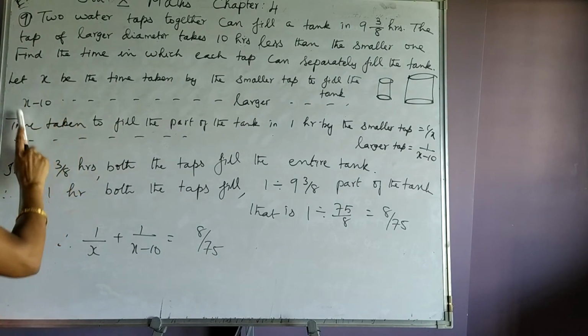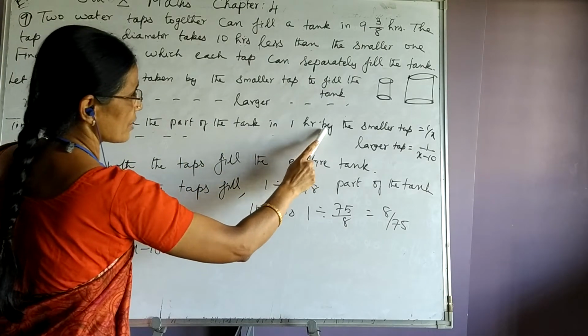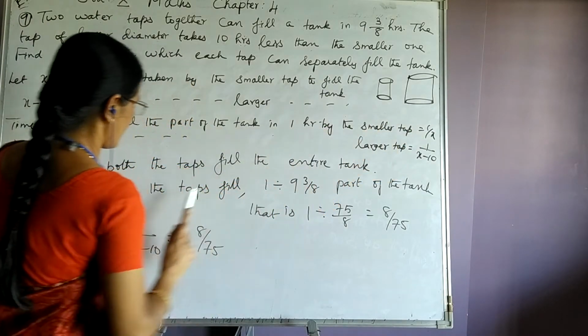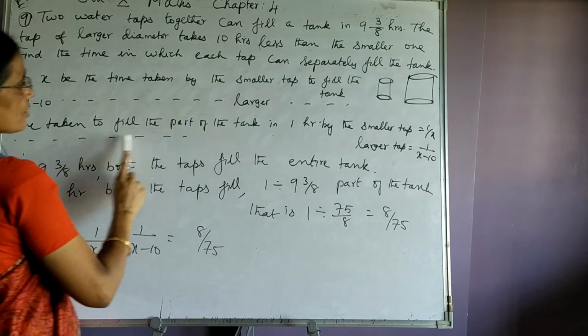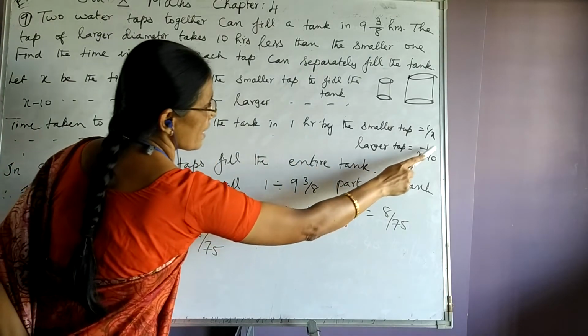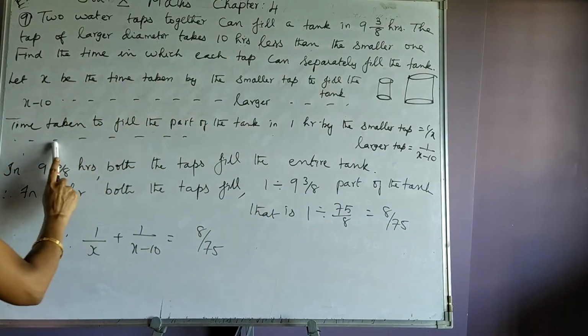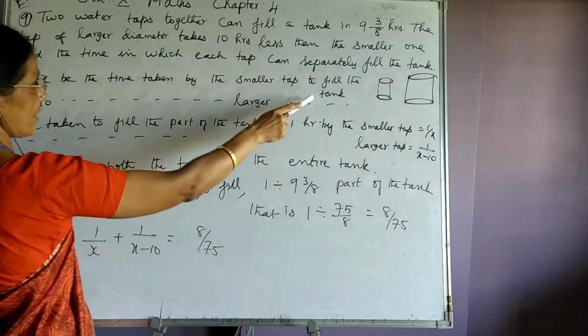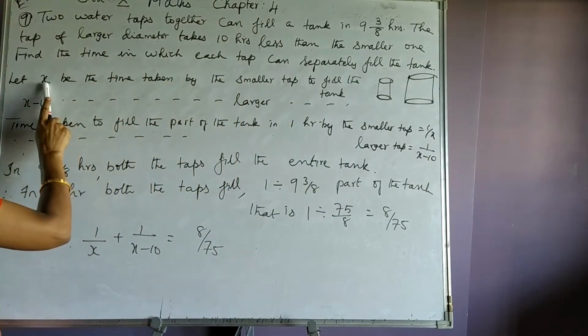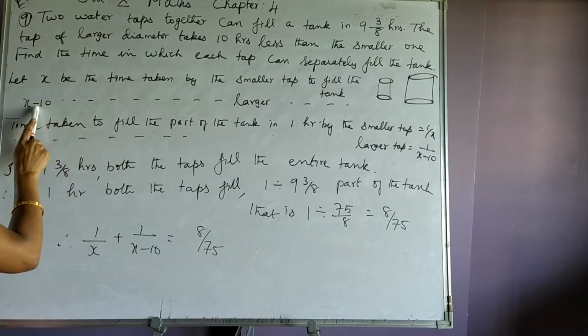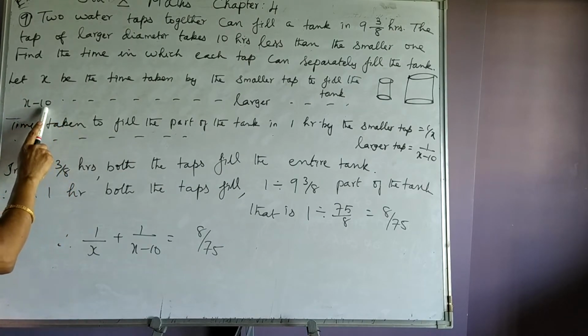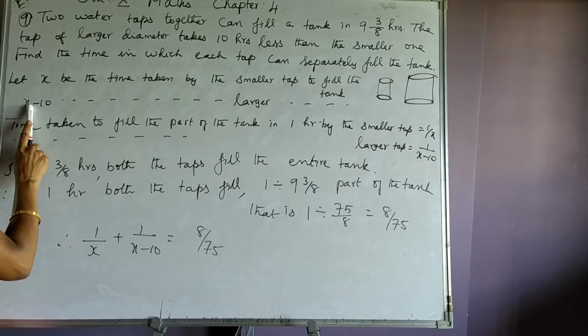Therefore, in 1 hour, what is the part of the tank filled? It is 1 upon x. Similarly, the larger tap fills 1 upon x minus 10 part of the tank in 1 hour. For x hours, the entire tank. Therefore, for 1 hour, how much? 1 upon x. For x minus 10 hours, the entire tank. Therefore, in 1 hour, it is 1 upon x minus 10.